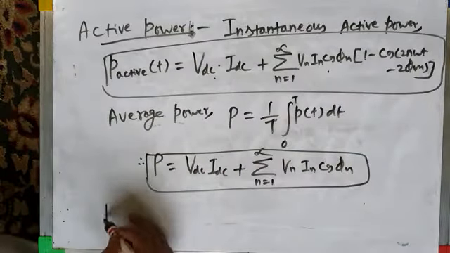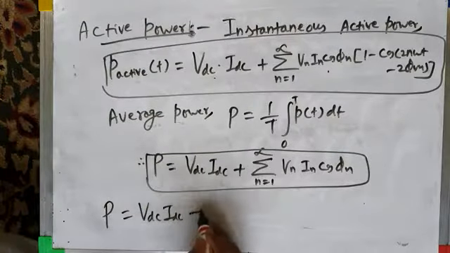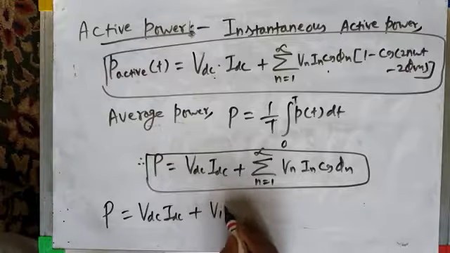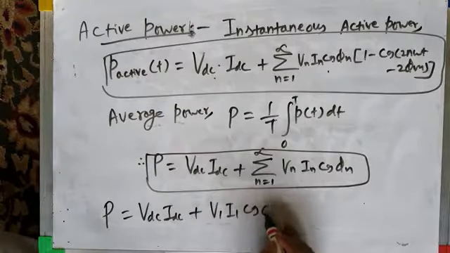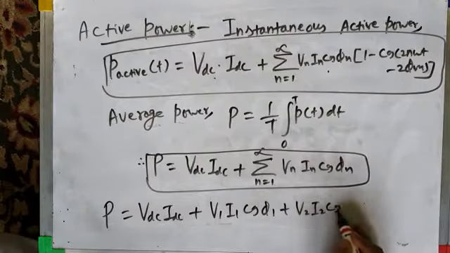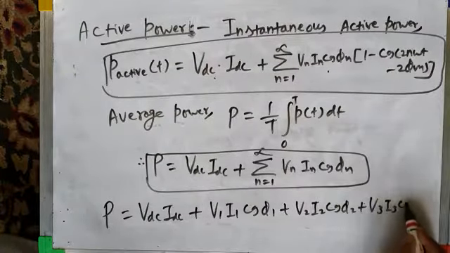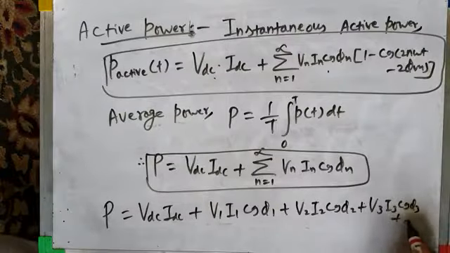Now this active power I can also write as VDC IDC plus, I can write this as V1 I1 cos phi 1 plus V2 I2 cos phi 2 plus V3 I3 cos phi 3 plus so on.